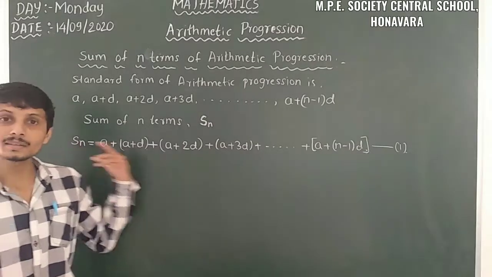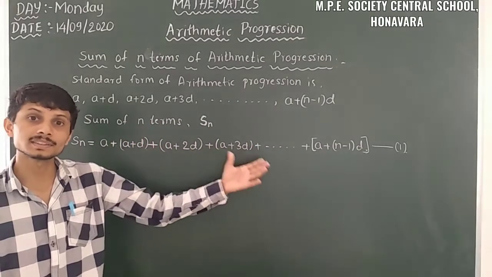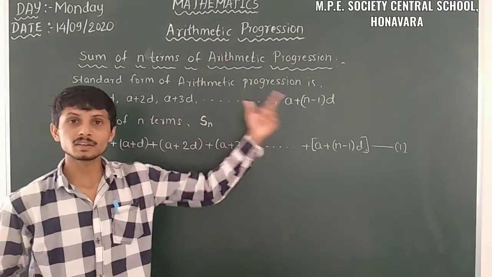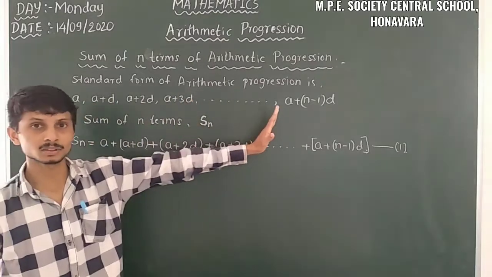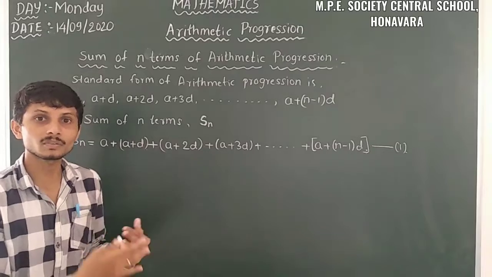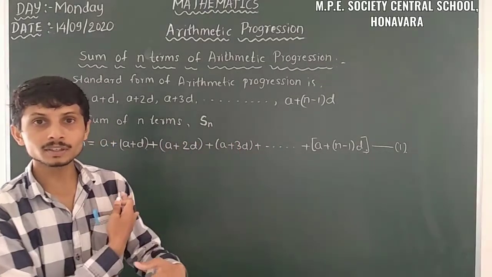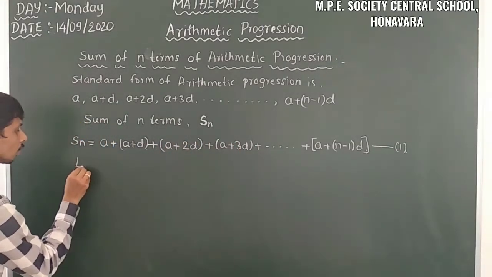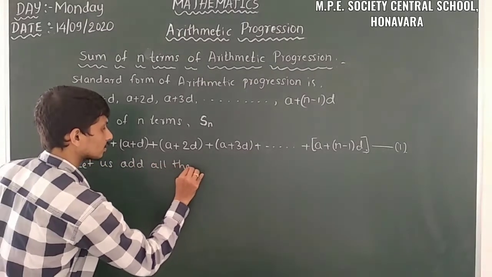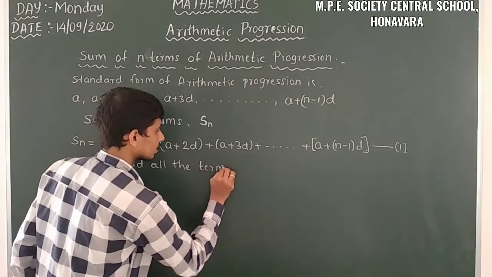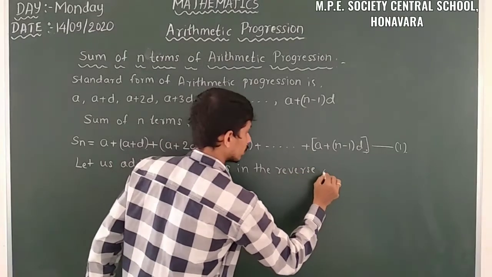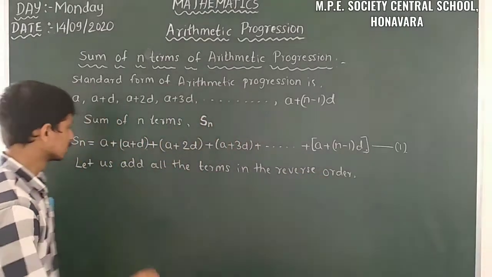Then we have to take the same form. We have to add all those terms in the same form from the reverse order. Here firstly we took them in ascending order. After that we have to take the reverse order. So we have to add all the terms in the reverse order. What happens? So Sn is the same Sn only.